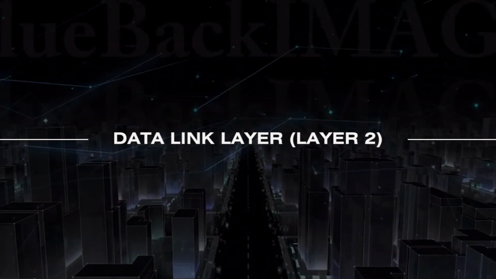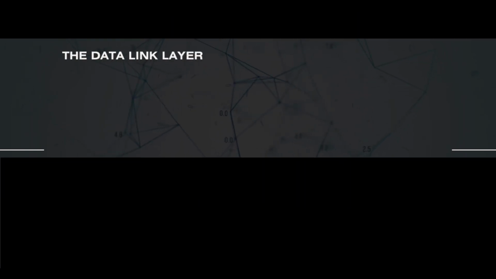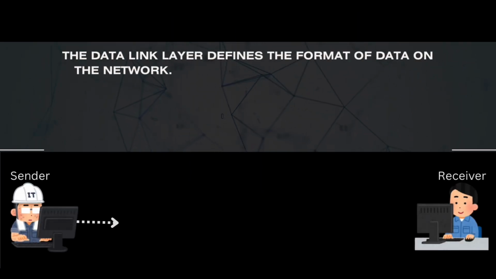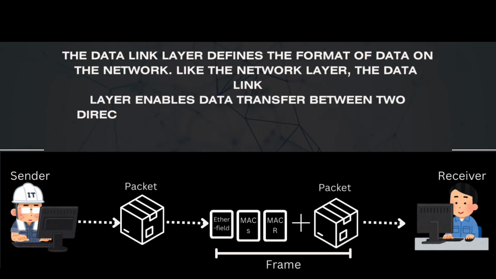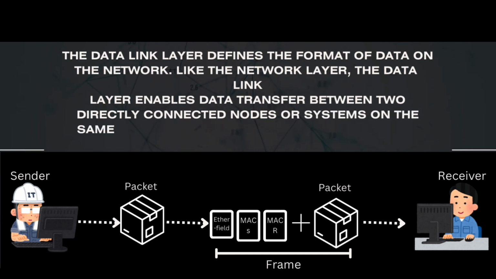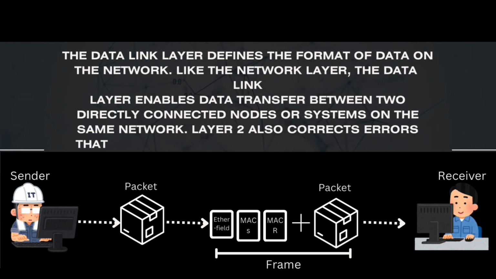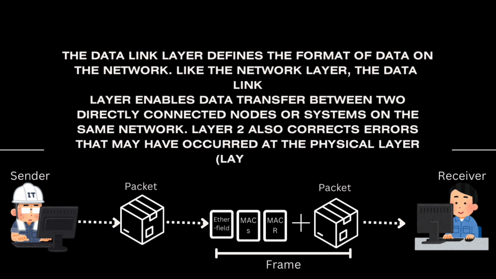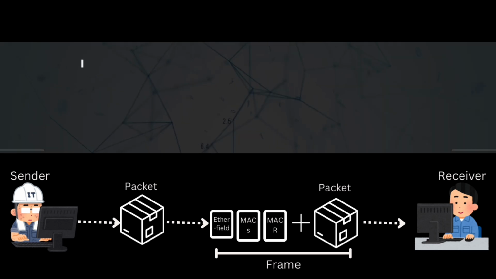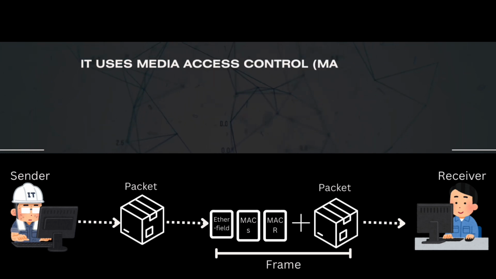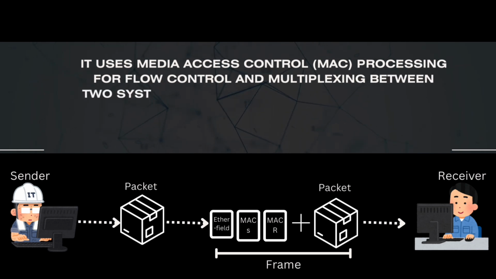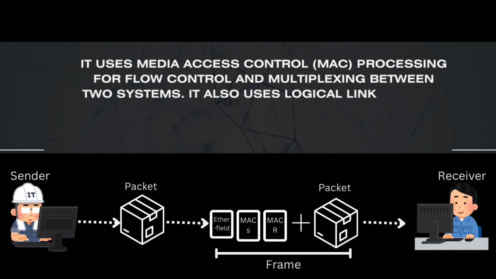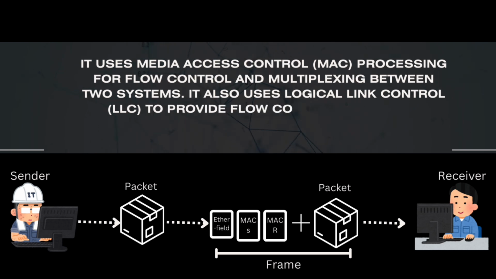Data link layer, layer number 2. The data link layer defines the format of data on the network. Like the network layer, the data link layer enables data transfer between two directly connected nodes or systems on the same network. Layer 2 also corrects errors that might have occurred at the physical layer, layer 1. It uses media access control (MAC) processing for flow control and multiplexing between two systems. It also uses logical link control (LLC) to provide flow control and error control.